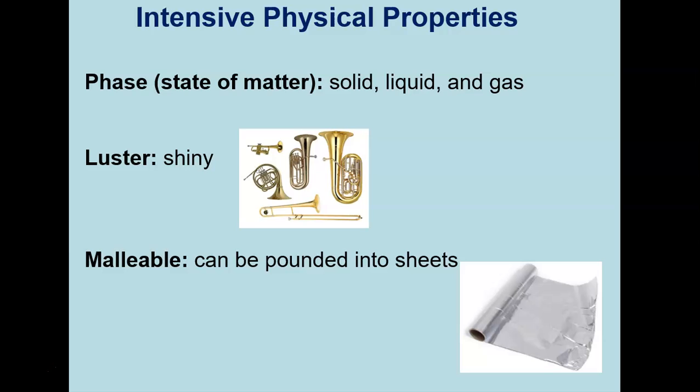So here, these are just some definitions. You may already know them, but here are some intensive physical properties. And none of these can ID a substance. So we have a phase or state of matter. You can say either one. And of course, solid, liquid, gas, and most of you have heard of plasma also. We'll focus on these three. Luster just means that something is shiny. And if something is malleable, it can be pounded into sheets. Great example in most of your kitchens would be aluminum foil.